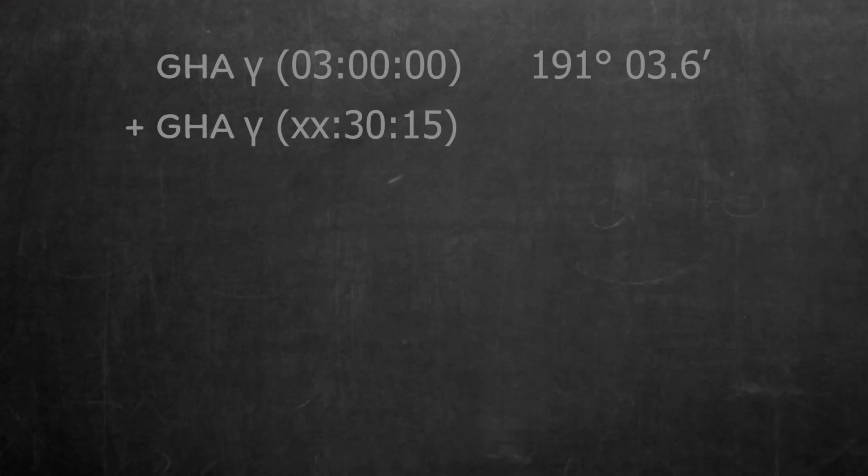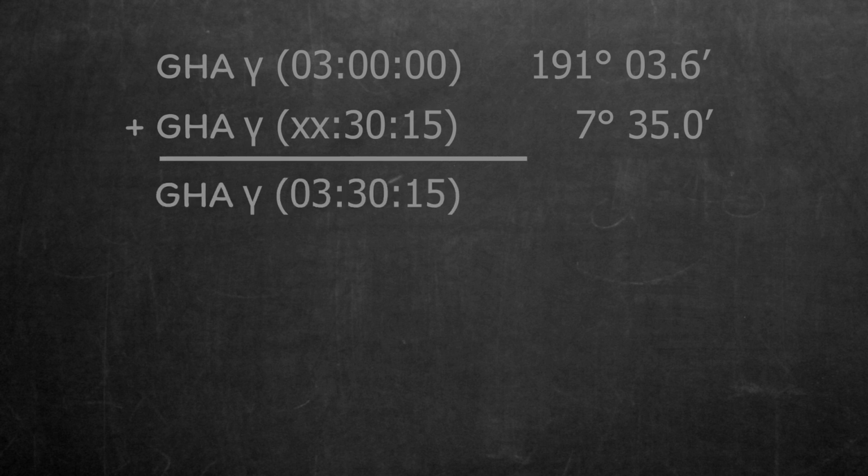We can then apply our increment to the 0300 Greenwich hour angle to get the Greenwich hour angle of Aries at the precise time that we need, which is 198 degrees, 38.6 minutes. Now, the Greenwich hour angle doesn't have a label, it's not labelled east or west. Let's have a look why.